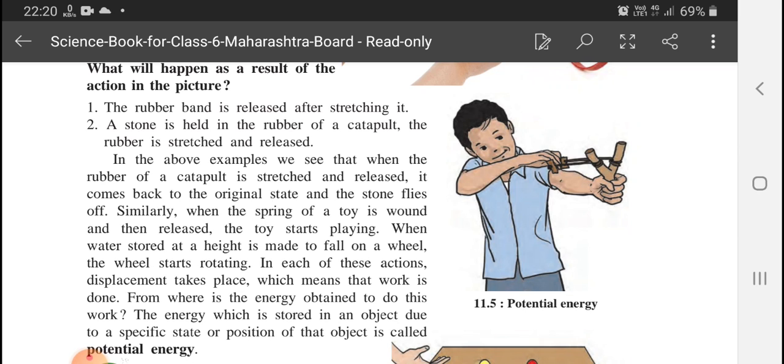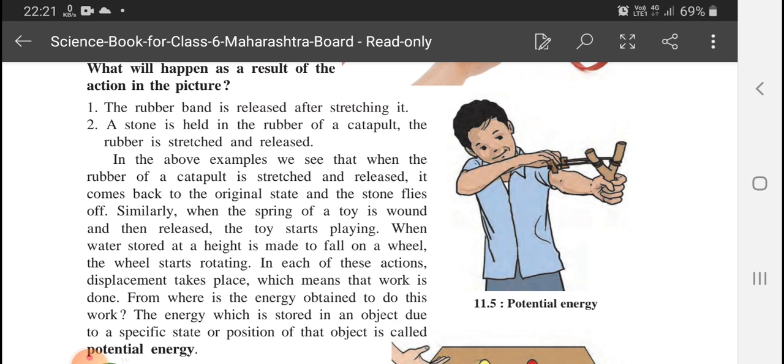So in the above example we see that when the rubber of a catapult is stretched and released, it comes back to the original state and the stone flies off. The rubber again comes back to the original position, but the stone which is held in that rubber flies to a particular distance.